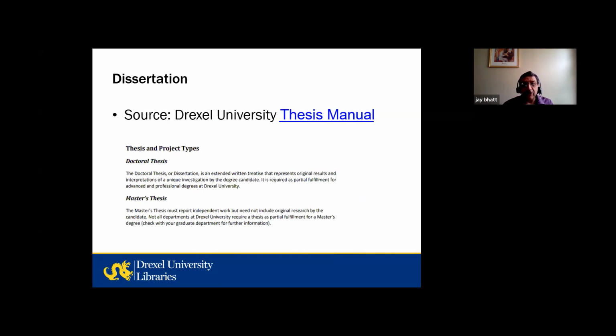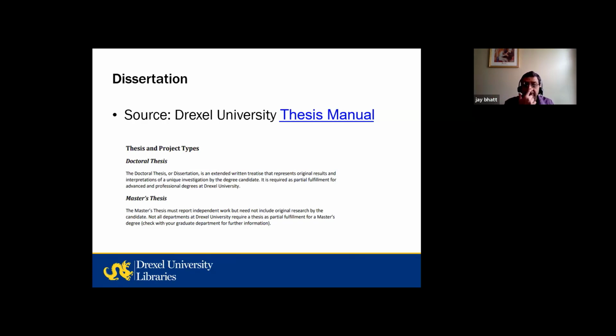Next, something I also want to illustrate is accessing dissertations. Our PhD students are always looking for examples of finding thesis and thesis manual, and how to use that manual to make sure that, when they're writing their doctoral thesis or master's thesis, they're following the format. A doctoral thesis or dissertation is an extended written treatise that represents original results and interpretations of unique investigations by the degree candidate. It is required as partial fulfillment for advanced and professional degrees at Drexel.